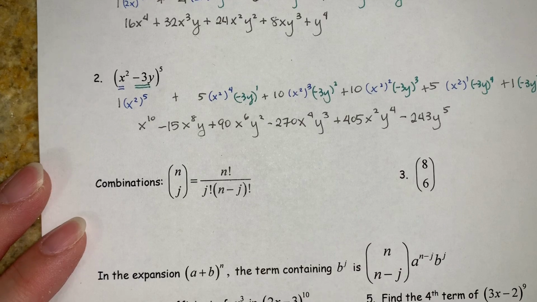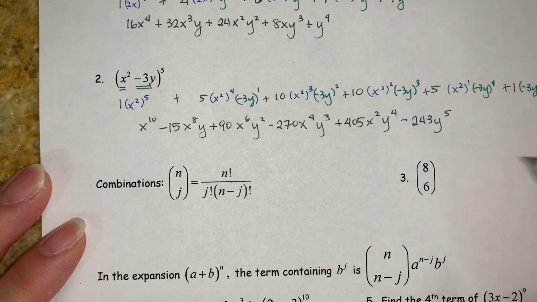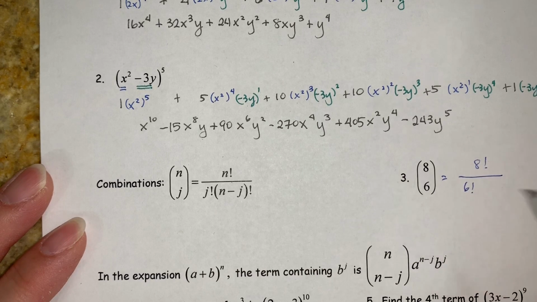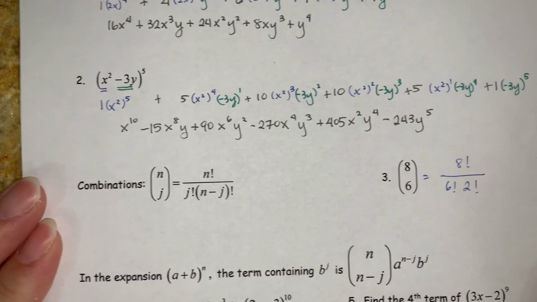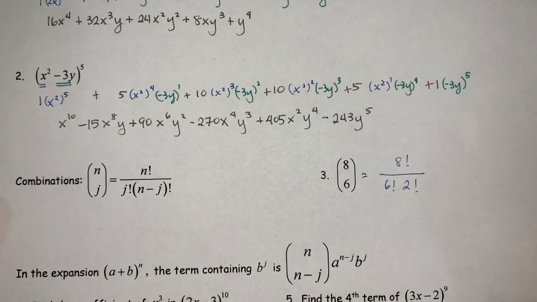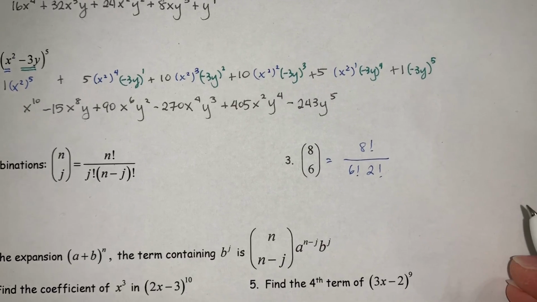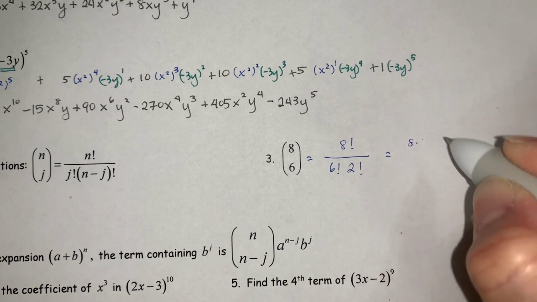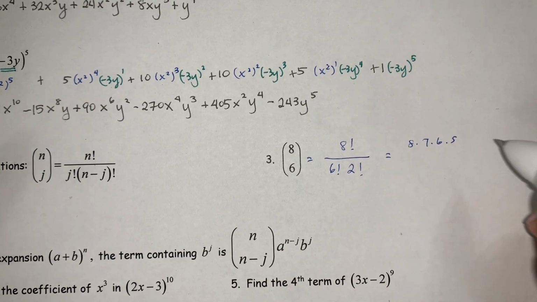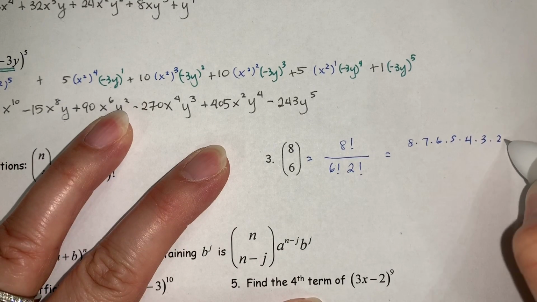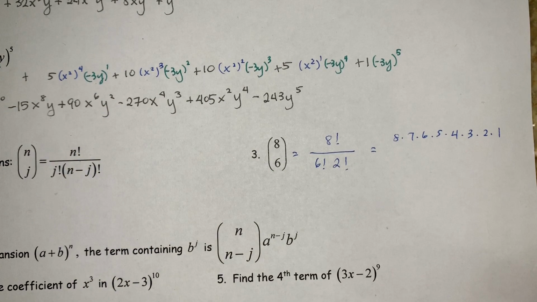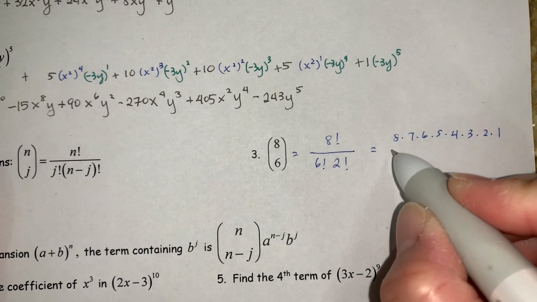So here's a quick exercise. 8 choose 6, this is the way we read it, is really 8 factorial over 6 factorial. The difference between these is 2, so 2 factorial. Now reminding yourself, what is 8 factorial really? 8 factorial is 8 times 7 times 6 times 5 times 4 times 3 times 2 times 1. So when you expand that out, 8, 7, 6, 5, 4, 3, 2, 1. Most people actually don't expand it out, but we're going to expand it out to show you how you can cancel some of these. Right?